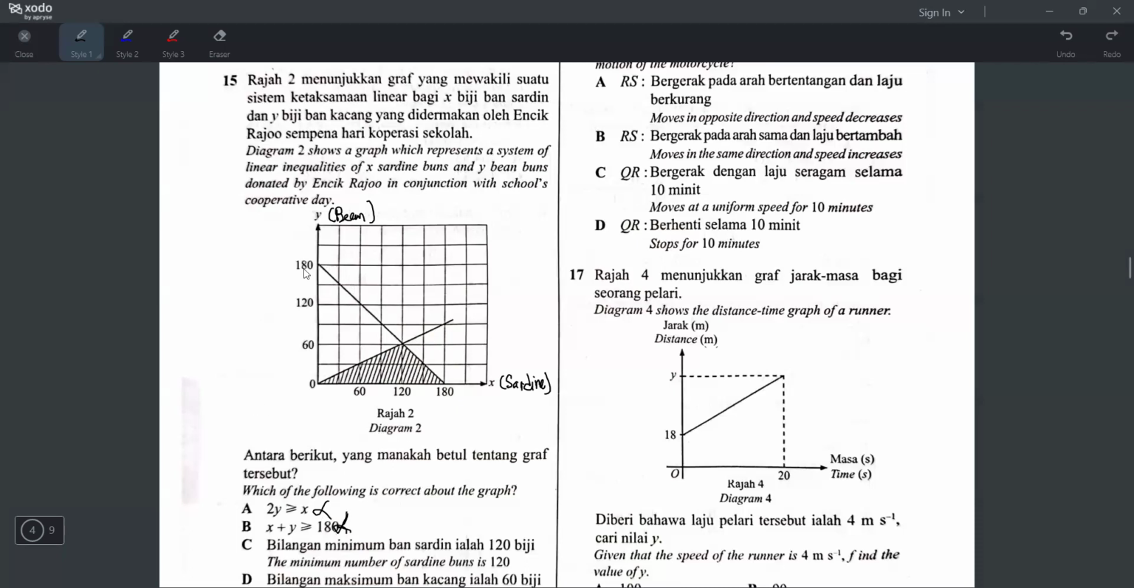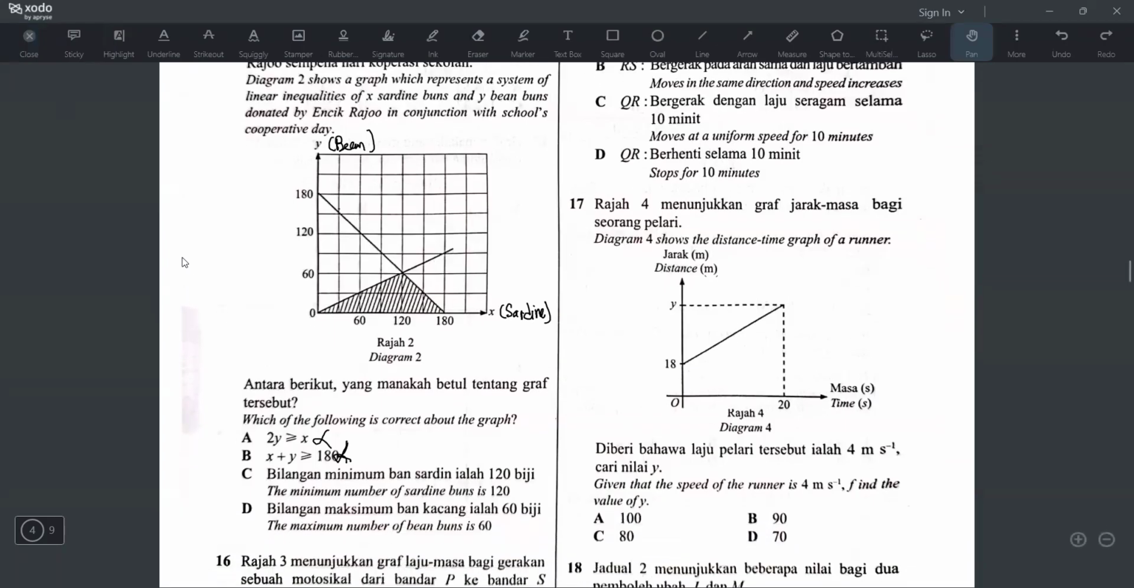You don't have to waste your time finding y equals mx plus c, then finding the gradient, then substituting c, and then putting smaller. No need lah, no need. This is paper one. Okay. But if you want to do it like that, you can also. But this is paper one, so I don't want to waste time.